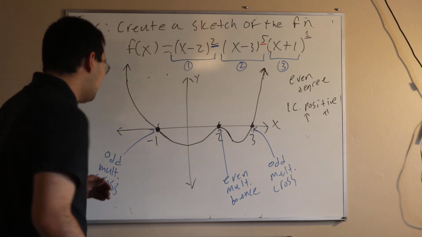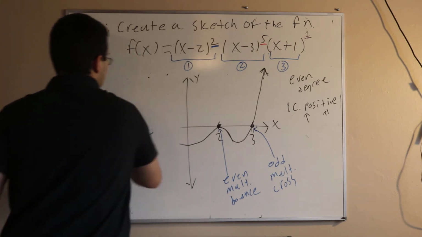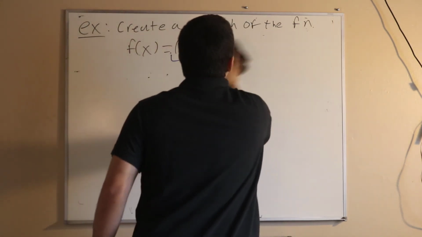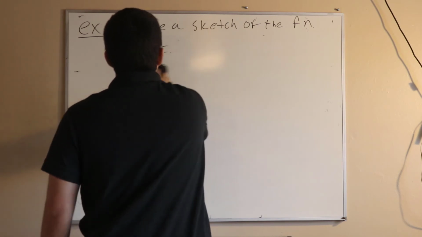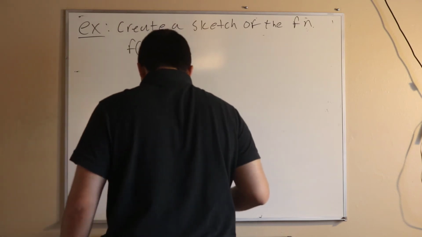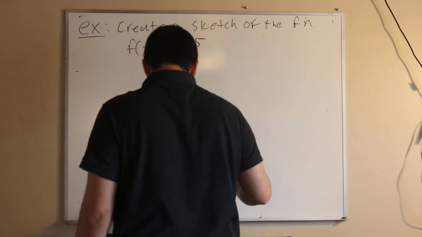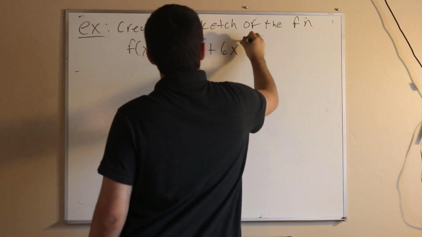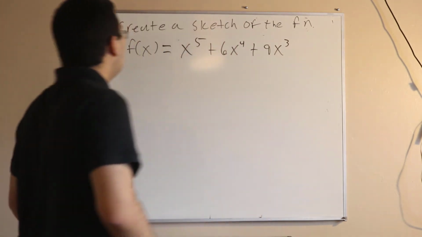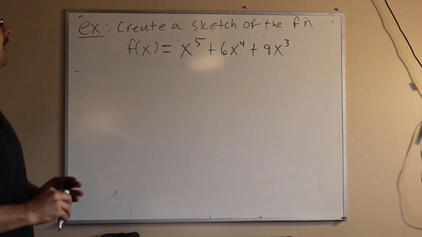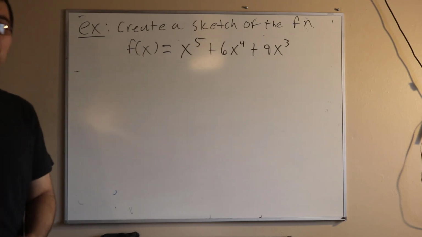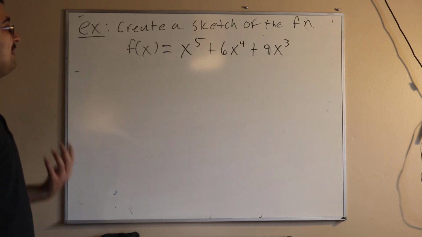Okay, so here will be our next example. Same directions, but new function. The function we're going to consider this time is x to the 5th plus 6x to the 4th plus 9x cubed. So this example is going to be the one I want you to do on your own. Go ahead and pause the video and give this one a shot.